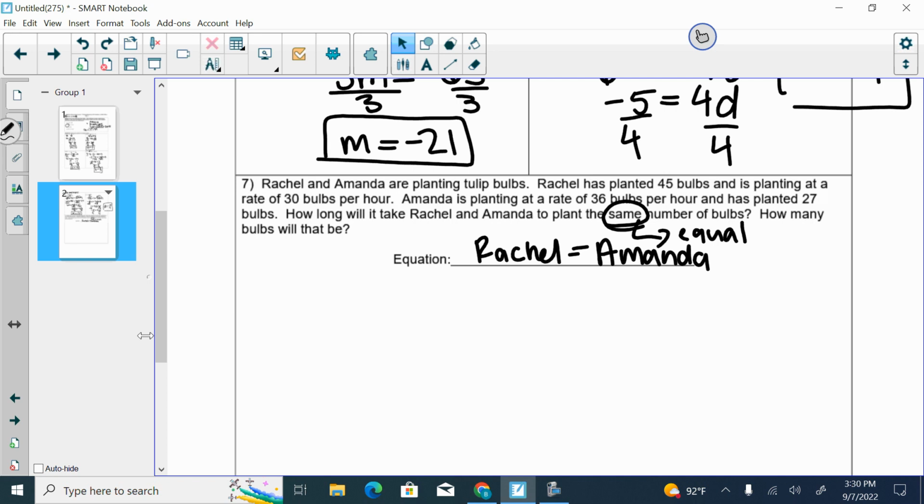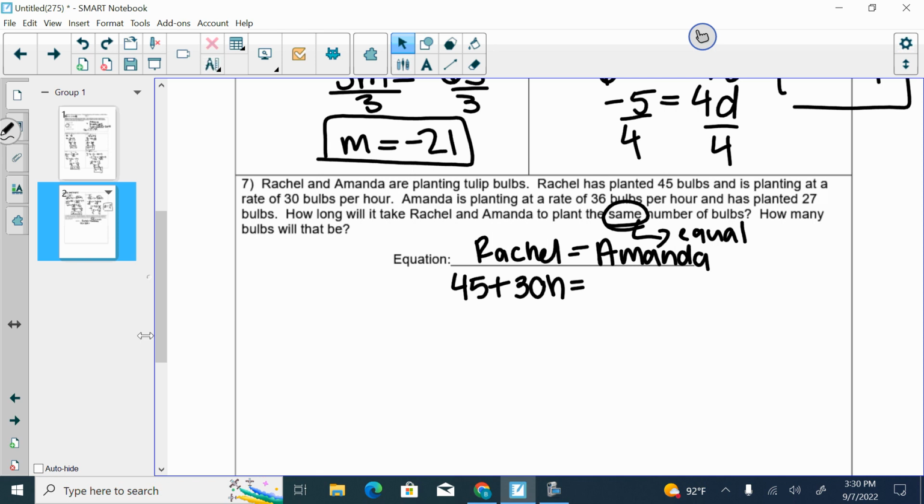So for Rachel, it says that Rachel already has planted how many bulbs? 45, good. Okay, so we got 45 for Rachel. And what does the word and mean? Addition, very good. And she's planting at a rate of 30 bulbs per hour. So how do I write 30H? Very good. All right, and that covers Rachel, so then I have my equals.